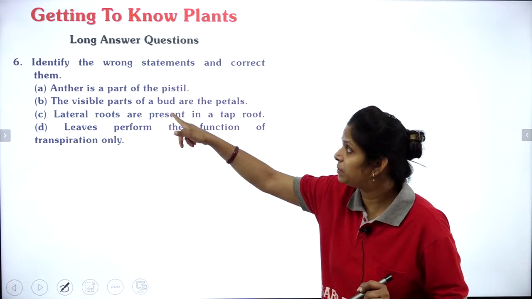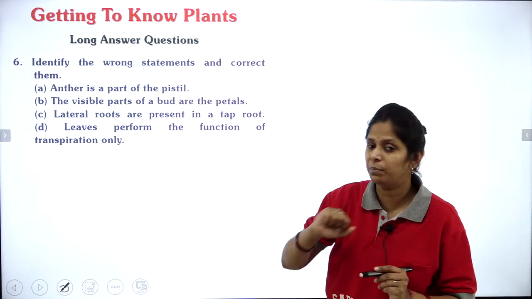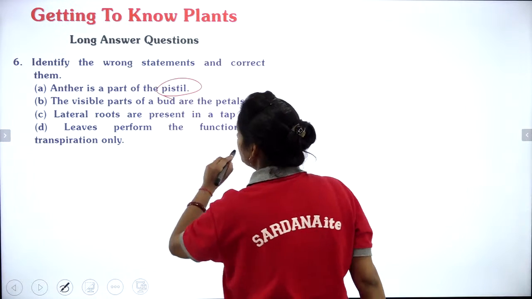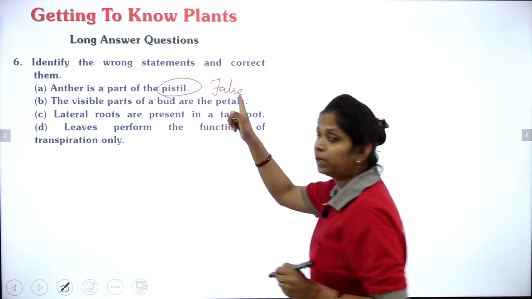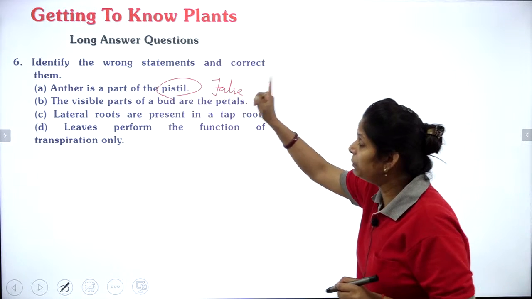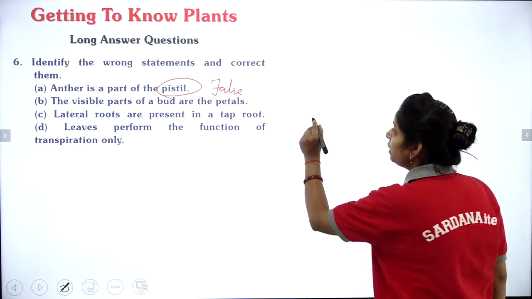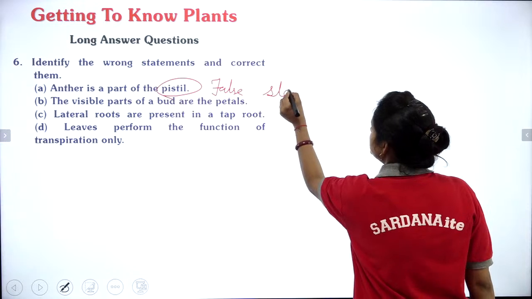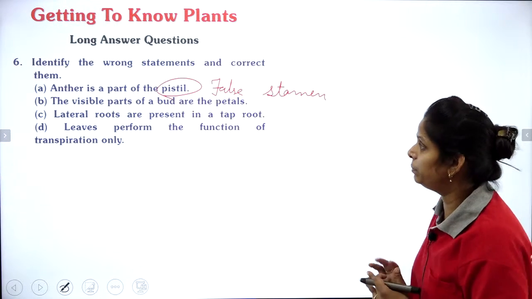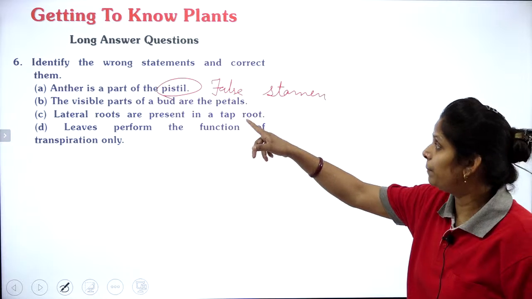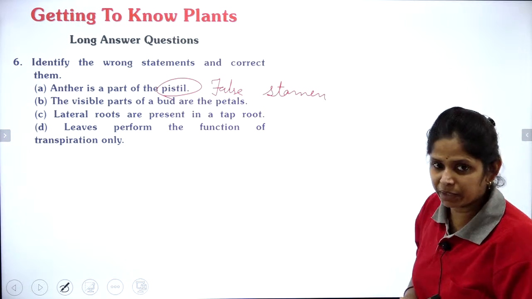Actually, the anther is a part of the stamen. So this statement is wrong, but you have to correct it also. In place of pistil you have to write down stamen. So now what will be your statement? Anther is a part of the stamen.